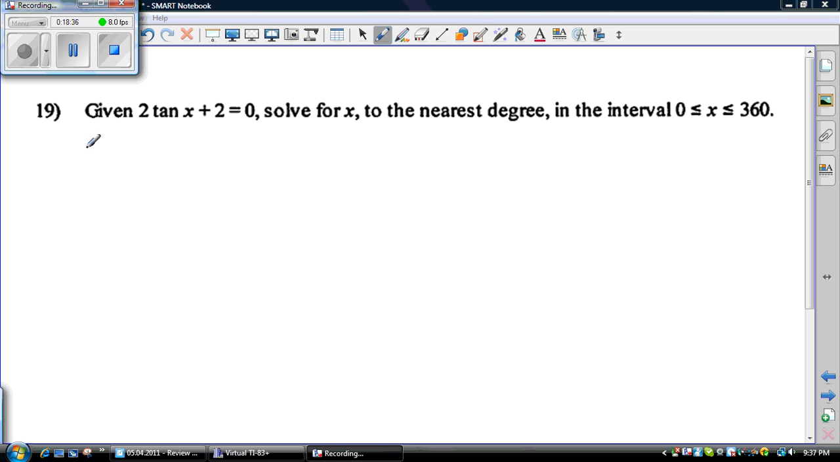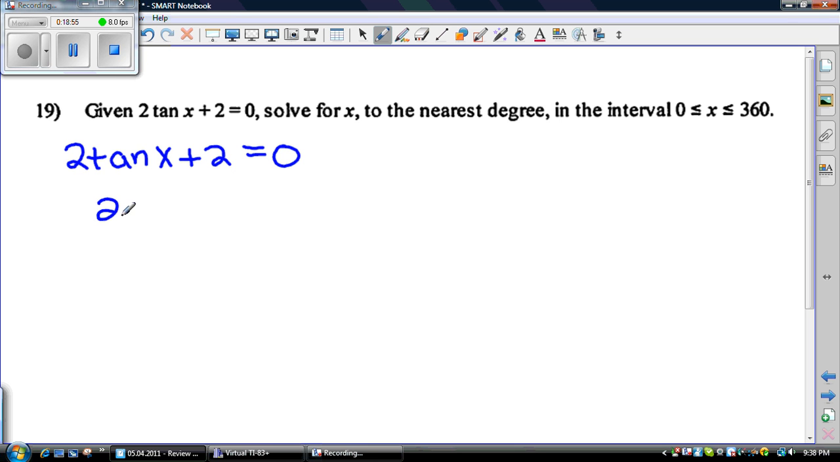Short answer type questions. Now I'm going to take my time on these because you're going to have to show out all of your work. All right, 2 tan x plus 2 equals 0. Subtract 2 from both sides. So you get that 2 tan x equals negative 2. Divide by 2 each side. Tan x equals negative 1.